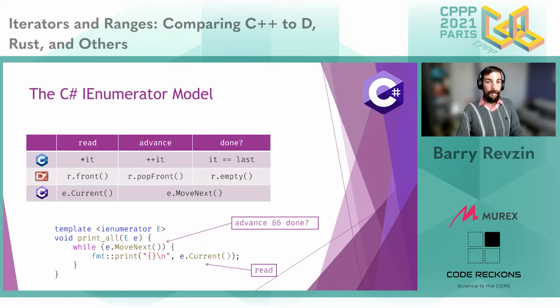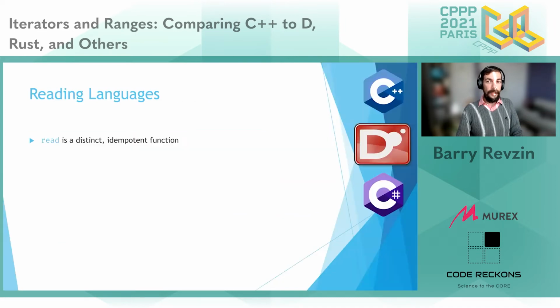And what all 3 of these language models have in common is that they have read as a distinct idempotent function. What I mean by that is whether that's iterator dereference in C++ or read or front in D or current in C#, this is an operation that you can call to get the current element, and then you can call it again, and it'll give you the same element again. That operation isn't necessarily free. As we saw in the map case, reading that element will invoke the function. So if you read it again, it will invoke the function again.